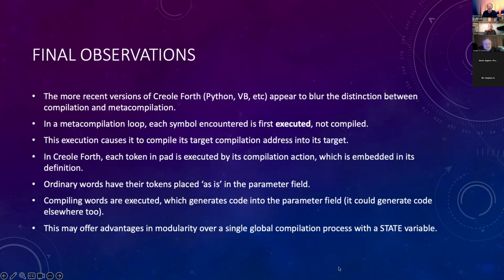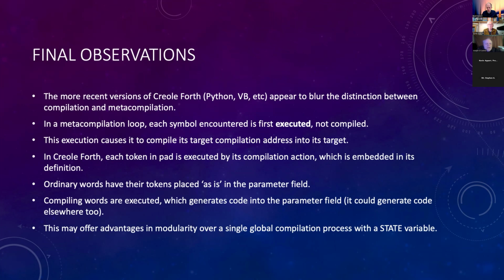Some final observations. The more recent versions of Creole Forth for Python, Visual Basic, etc., appear to blur the distinction between compilation and meta-compilation. In a meta-compilation loop, each symbol encountered is first executed, not compiled. This execution causes it to compile its target compilation address into its target. In Creole Forth, each token in pad is executed by its compilation action, which is embedded in its definition.